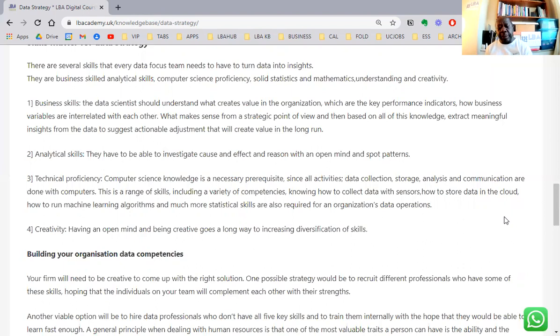And this is a range of skills, including a variety of competencies, knowing how to collect data with sensors, how to store data in the cloud, how to run machine learning algorithms, and much more. Statistical skills are also required for our organization's data operations, and creativity. You don't just want a nerd, you want someone who can bloom, think out of the box. So having an open mind and being creative goes a long way to increasing diversification of skills.